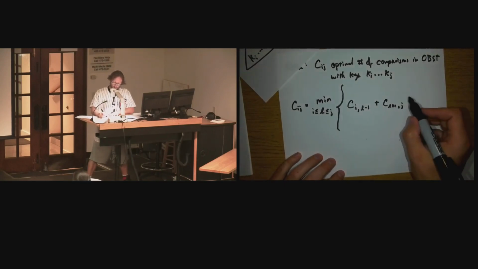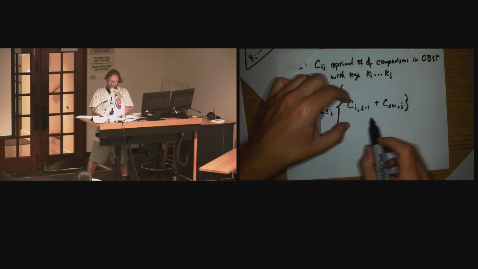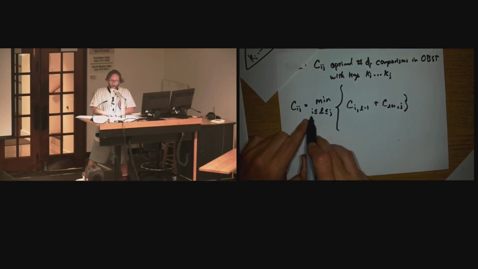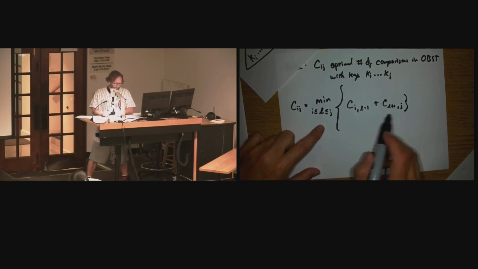Oh, and I wrote my curly bracket here too big. Sorry. But that's the minimum. I'm running L from I plus 1, I plus 2 to J. And I'm taking the minimum here.